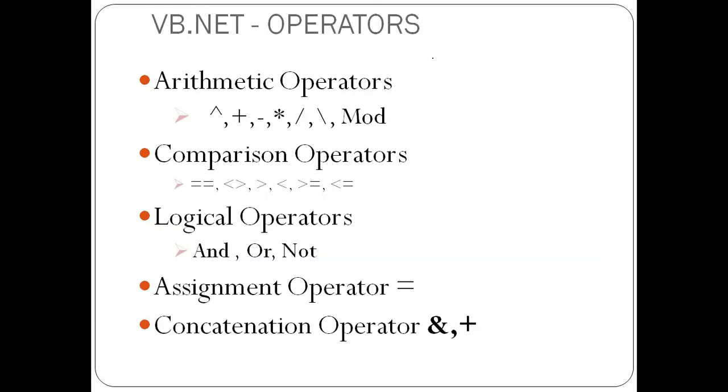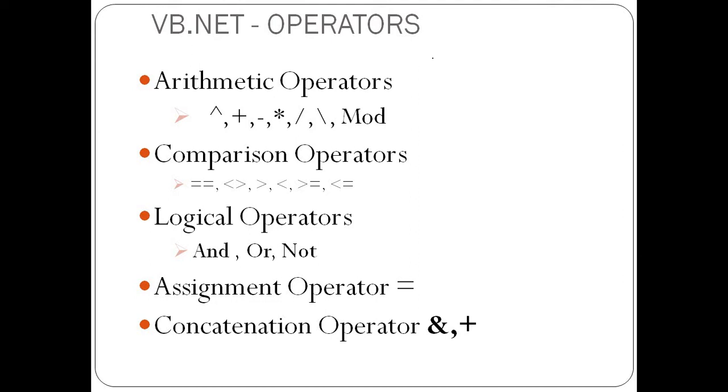Let's talk about one of the most important topics of VB.NET, the operators. Operators are nothing but the symbols used generally in calculations or in comparisons. The variables used in the equation are called operands, and the symbol used in the equation or calculation is called an operator. For example, if I write a plus b, a and b are called operands and plus is called the operator.